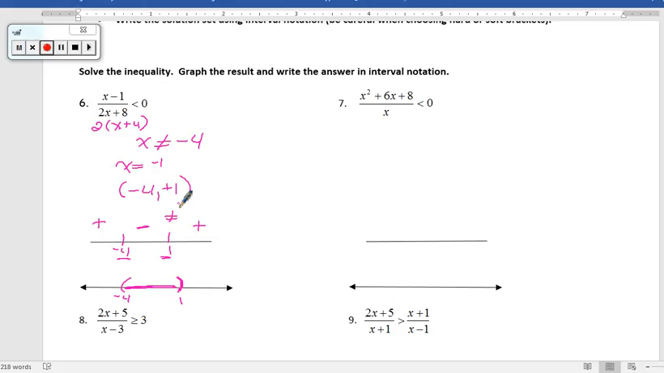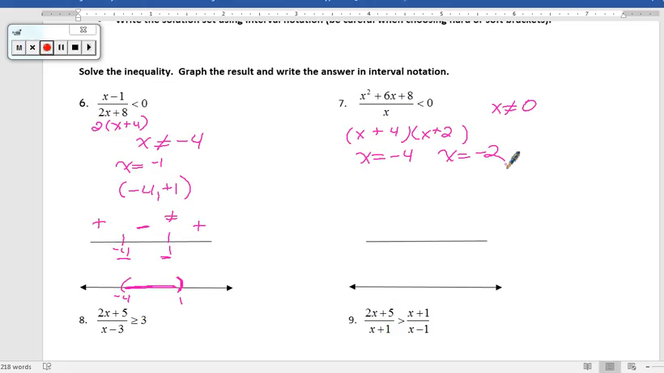Looking at problem number 7, there's only one number that would drive that denominator to 0, so I know x cannot equal 0. Looking at the top part, again, it's the numerator that tells us where the zeros are going to occur. That is factorable, so it's going to be x. We're looking for two numbers that multiply to be 8, that add to be 6, so that's 4 and 2. Since this is a plus, they're both going to be positive. So I know x equals -4, x equals -2.